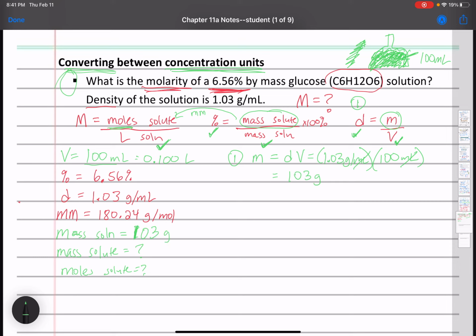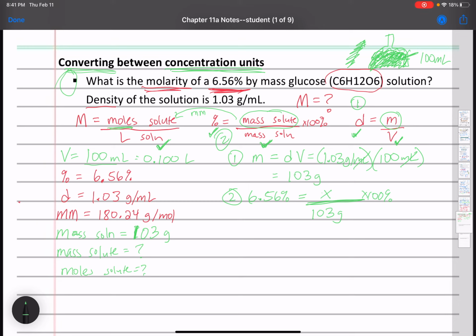103 grams. All right, then the second thing I said I was going to do was take that mass of solution and plug it into the percent mass equation next. So my percent mass that it gave me was 6.56% equals the mass of the solute, that's my x, that's what I'm trying to solve for, divided by the mass of solution that I just calculated, 103 grams, times 100%.